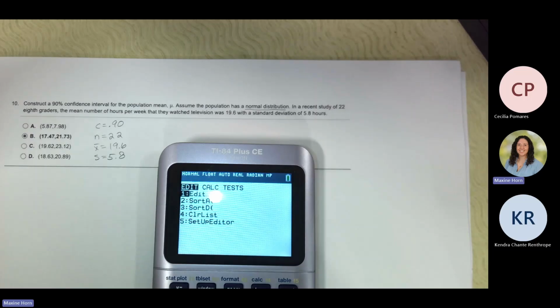Okay, so we go stat, tests, and then number 8, T interval. Make sure you're on stats rather than data and plug in the numbers that we have. 19.6, sample standard deviation is 5.8, sample size is 22, confidence level is 0.9. All right, so again, we are 90% confident that the population mean falls between 17.47 and 21.73.